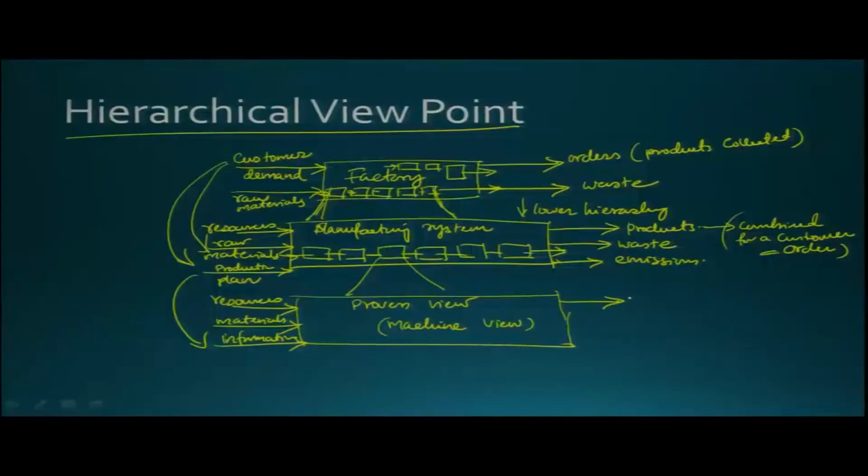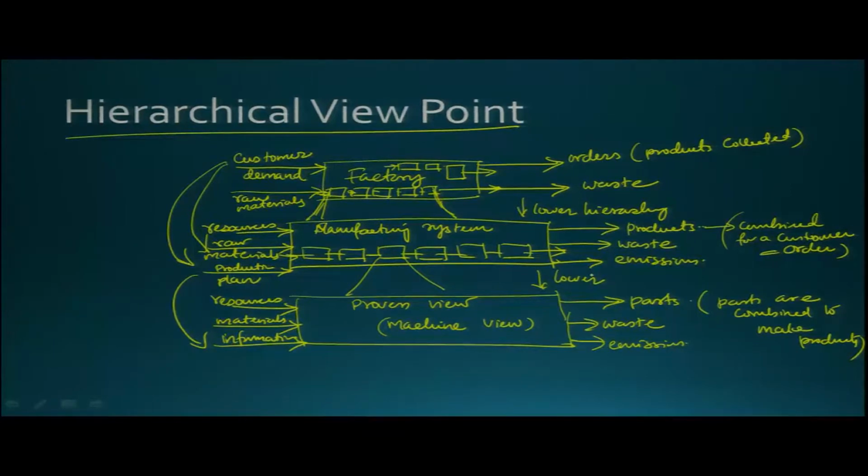Here the output is a part or parts. So we are looking at individual parts, and parts are combined to make products. The machine produces the parts. We will also obviously produce waste, and you will also end up producing emissions. So to make green manufacturing or sustainable manufacturing, you are looking at the hierarchy, and it keeps going down.